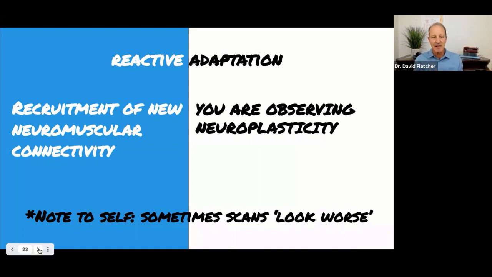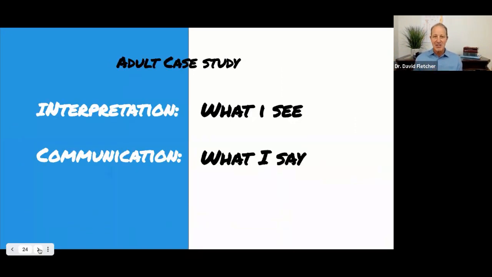Recruitment of new neuromuscular connectivity is what's happening when you see that scan 2 being worse. Note to yourself, sometimes scans look worse in a good way because you are observing neuroplasticity. So let's get on with it and do some adult case studies. These will go quite quickly.